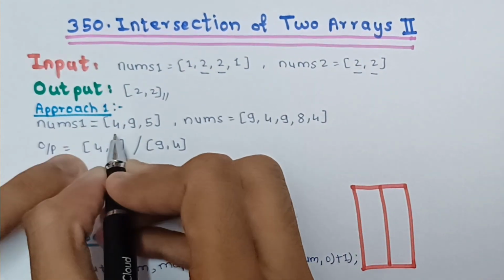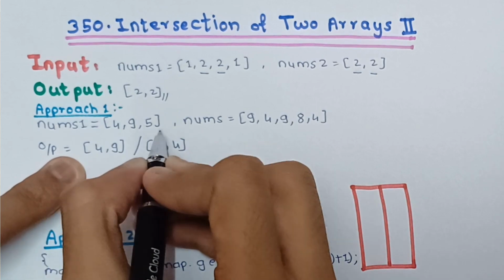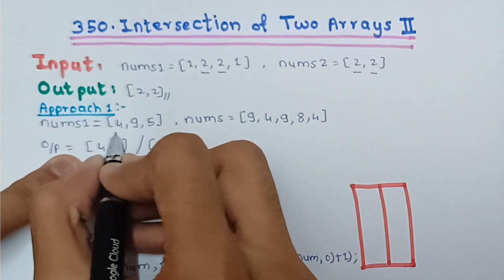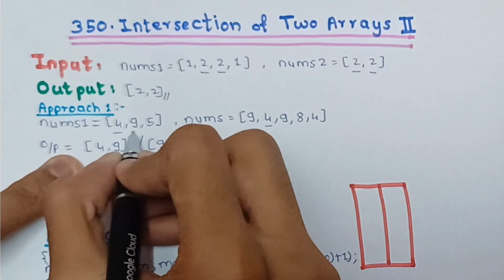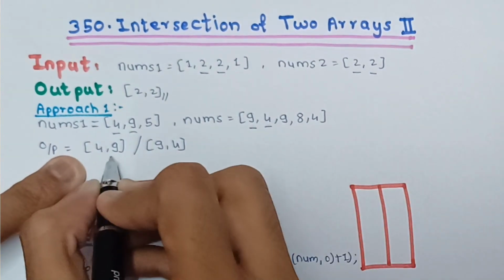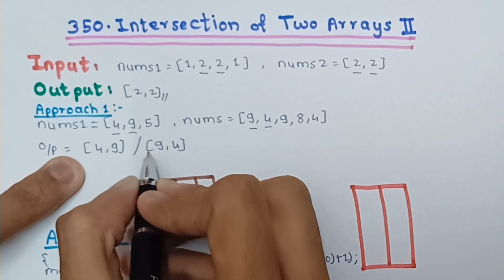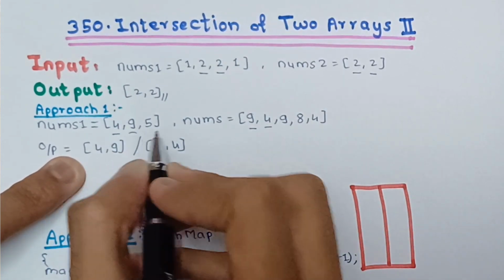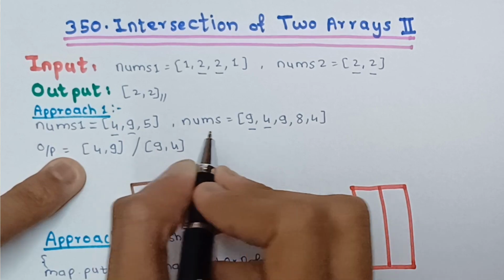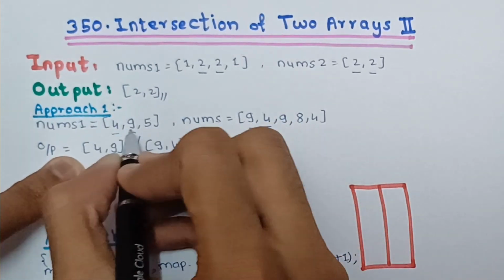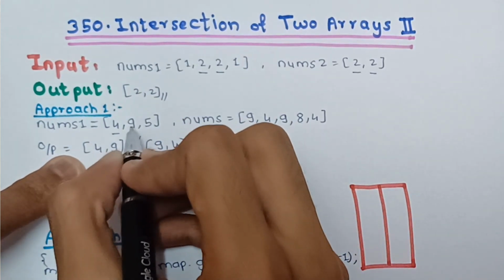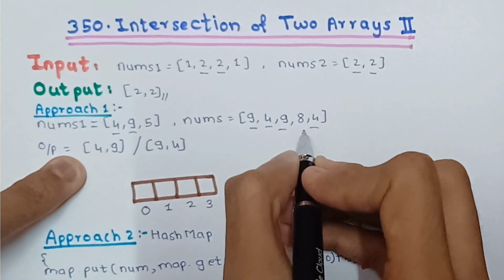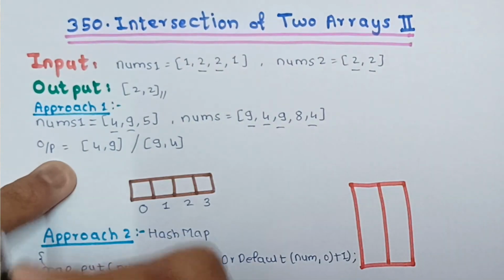Here is another example: 4 9 5 and 9 4 9 8 4. Here is 4 and here is 4, and here is 9 and here is 9. So we have written 4 comma 9, or we can also write 9 comma 4. Here you have to return the elements intersecting in both arrays. Here 4 is one time and 9 is one time, so we have to return only one time. Here is 2 times, but we do not have to return 2 times. We have to return one time.